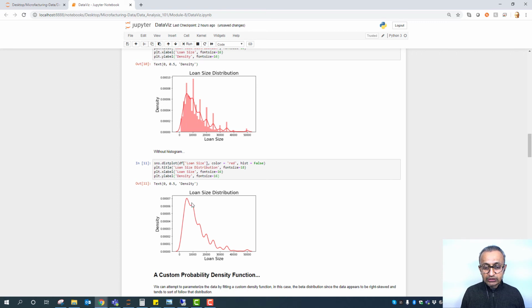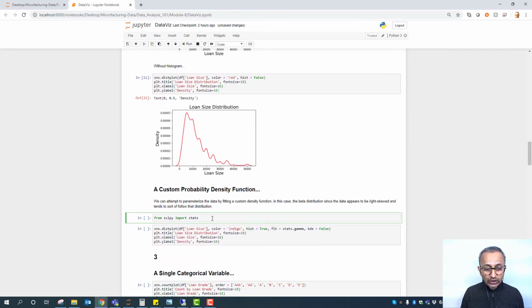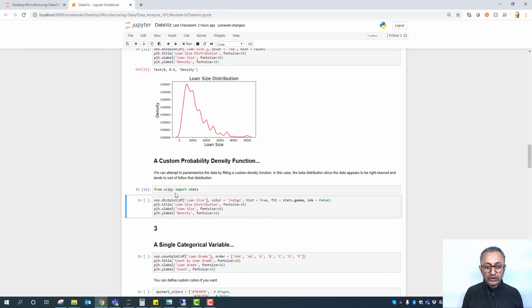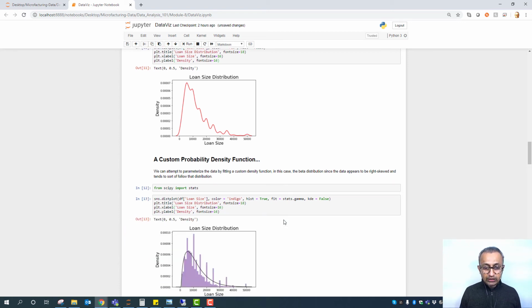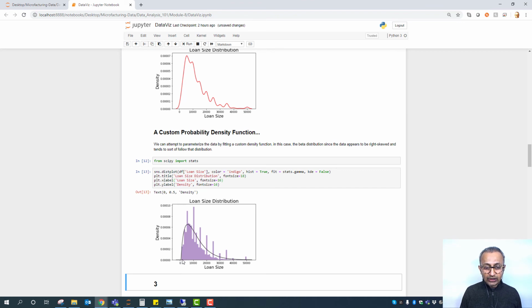And this one looks like a custom distribution, although you can try to fit. We are going to import this library called stats, and we're going to fit a gamma distribution. If you look at this, you can say this one looks like a gamma distribution, because it is skewed one way. Once you fit a gamma distribution, you can extract the parameters of it. You can say that if I were to give you these parameters, you should be able to conceptualize what the data looks like.